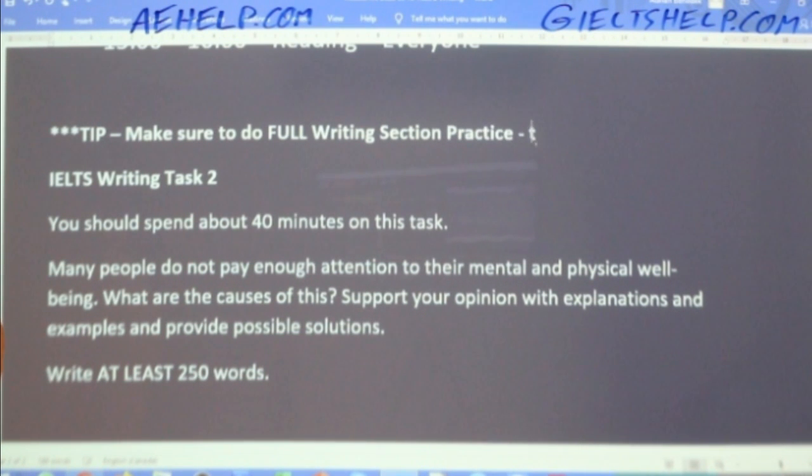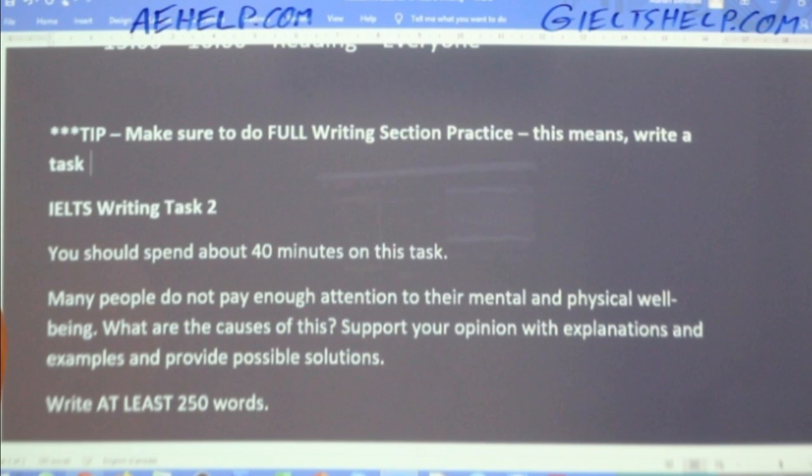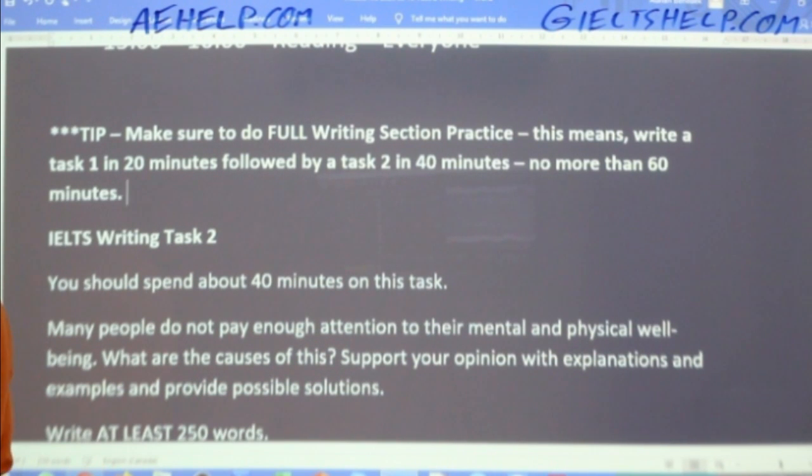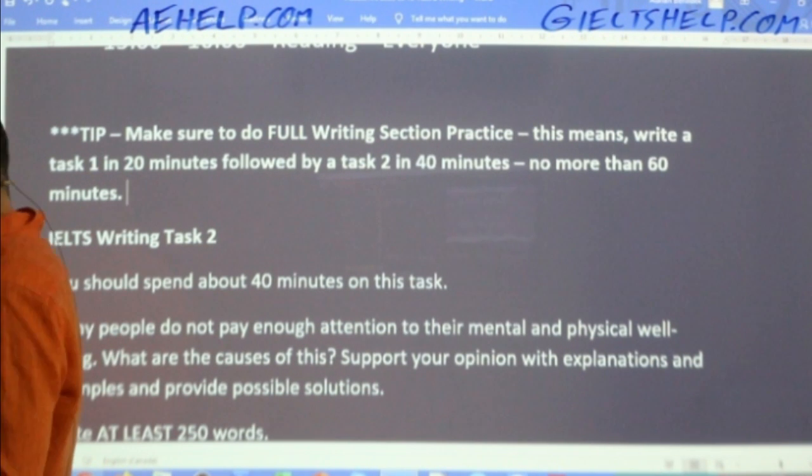This means write a task 1 in 20 minutes, followed by a task 2 in 40 minutes, no more than 60 minutes, because that's all the time you have in the real exam, and they will stop you, so you don't have even an extra 30 seconds. Okay, it's really important to do that.